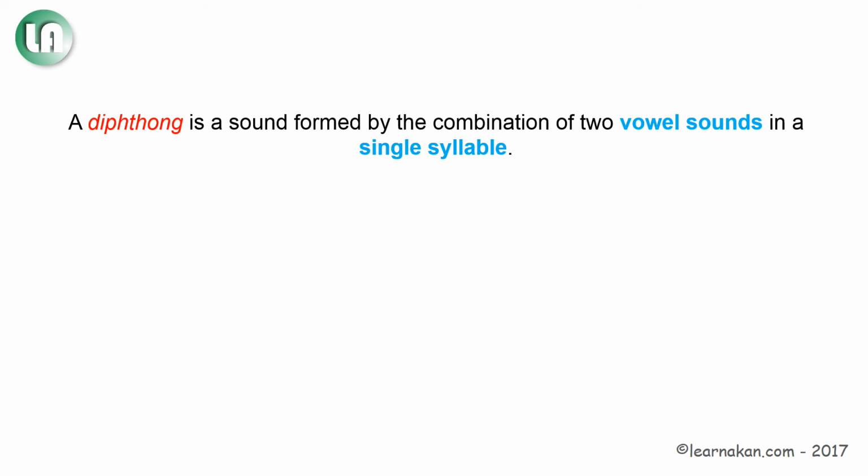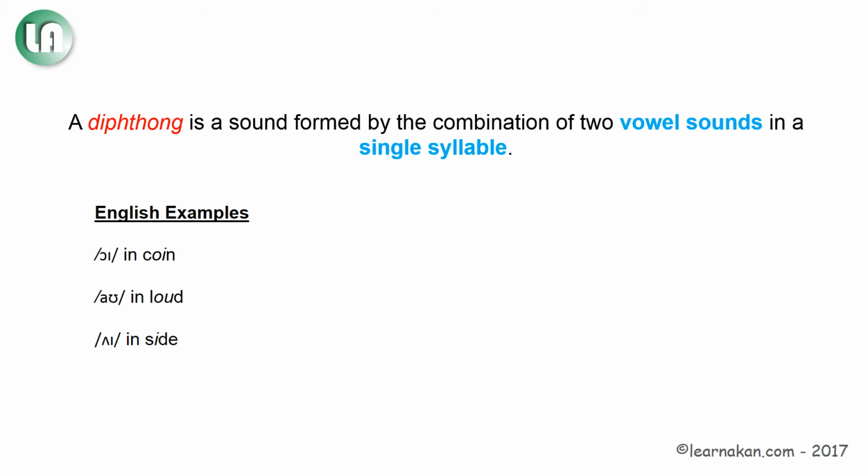Let's look at some English examples of diphthongs. The sound oi in the word coin is one such example of diphthong in English. The sound ow in the English word loud is another example. Again, the sound I in the word side is an example of diphthong in English. I hope this is clear, that you can now distinguish between digraphs and diphthongs.